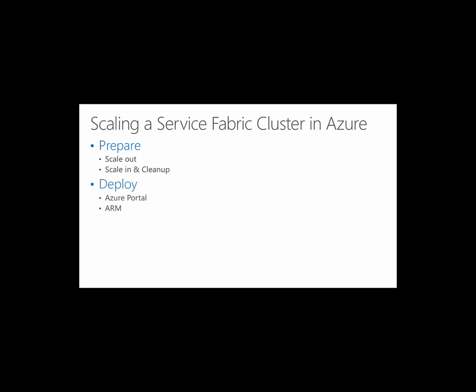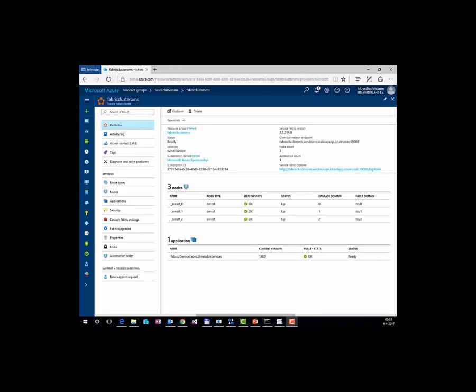I will show you how to scale the cluster by using the portal and by using ARM. And finally, I will show you how you can validate your scaling operation by using the Azure portal and how you can use the Service Fabric Explorer to clean up after removing a node. I will start by using the Azure portal to perform the scale operation first.